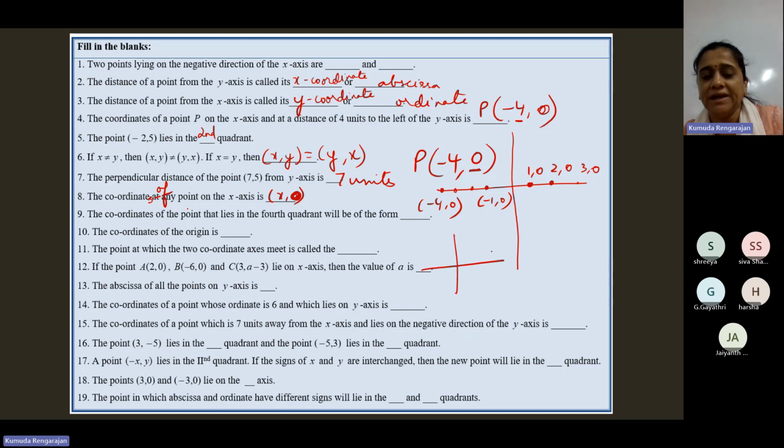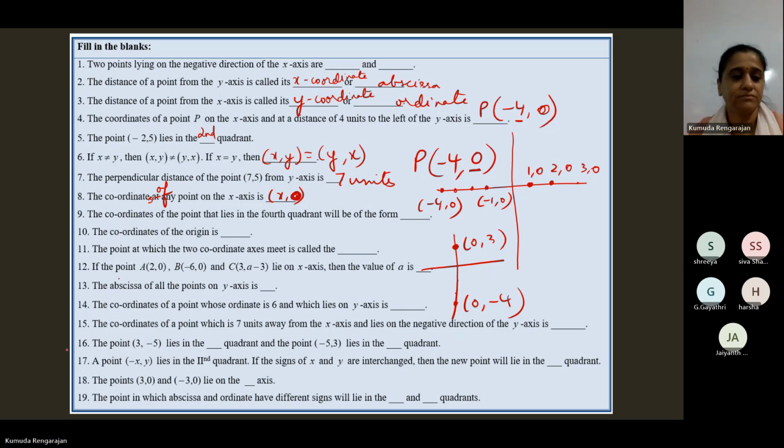So in general, any point on the y-axis will be of a similar form. This one will be 0, 3. This one will be 0, minus 4. So in general, any point on the y-axis will be of the form 0, y, because it will be 0, some number. You can say 0, a, 0, b, 0, c, but in general, 0, y. Commonly found in textbooks is 0, y. So x, 0 and 0, y. A point lying on the x-axis will be of the form x, 0. A point lying on the y-axis will be of the form 0, some number. Okay.